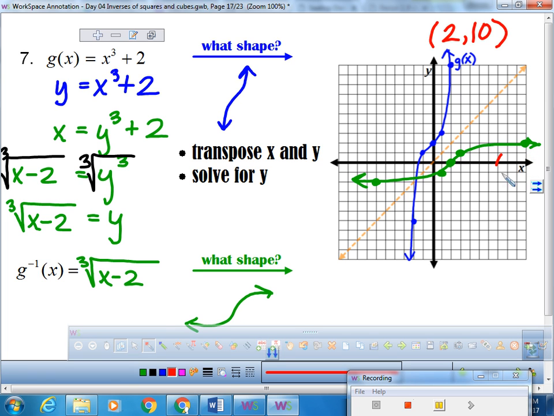That's how you can tell if you're correct. Some of you on the test will try and just take the points and switch them and not do this. You need to be able to do this as well. Okay? Make sense? I could graph every single one of these by just switching x and y, the points, right? But you have to be able to do it algebraically as well.